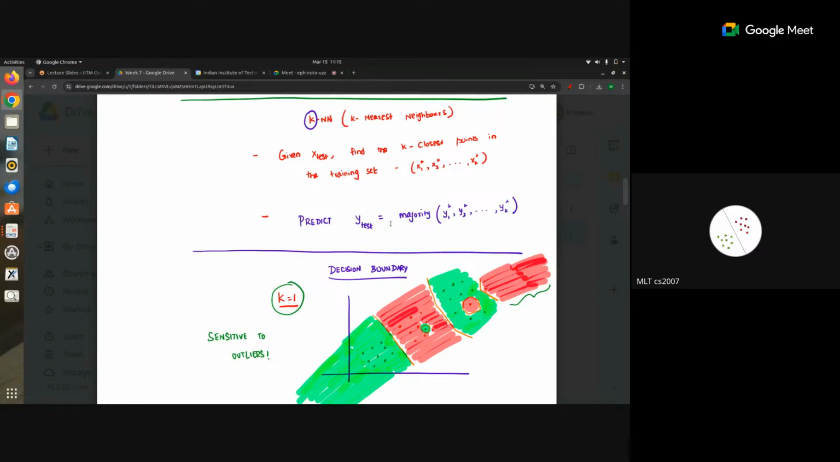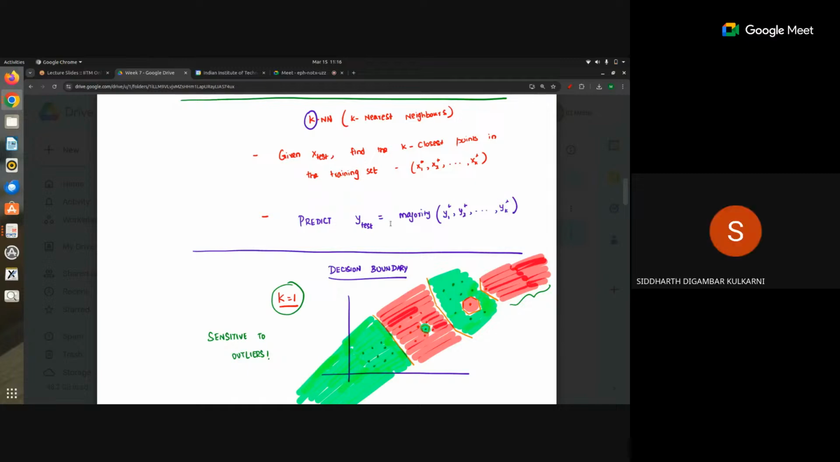What does this k represent in the k nearest neighbor? It's a hyperparameter, right? So if you have a data set which contains n examples, or n samples, what will be the minimum and the maximum value of this k?